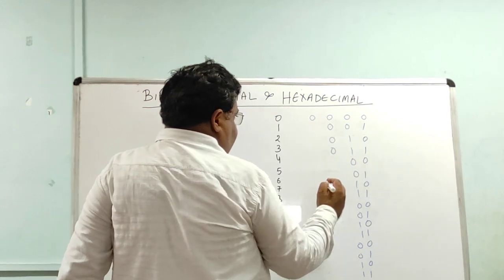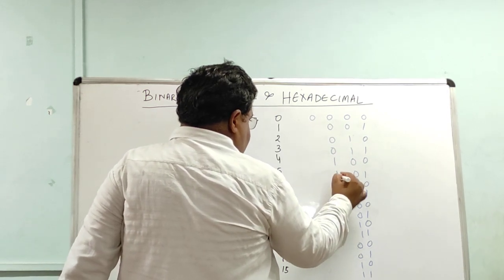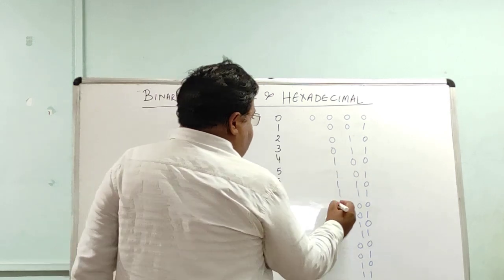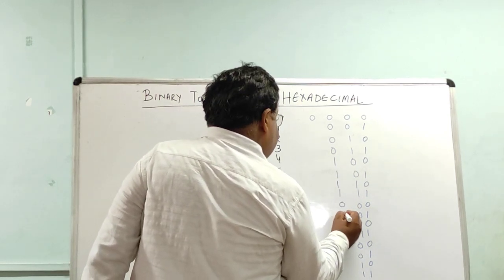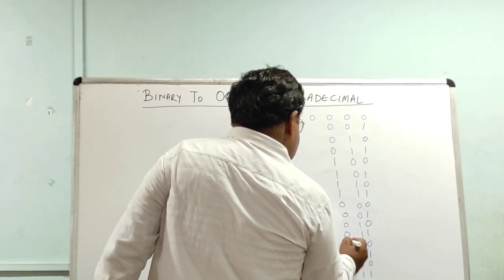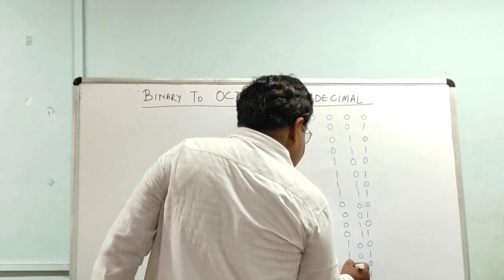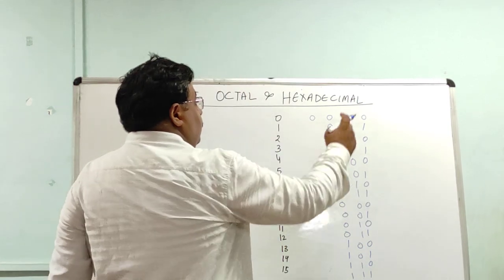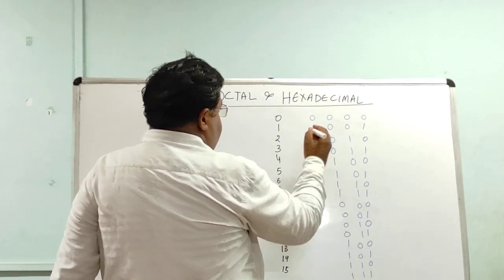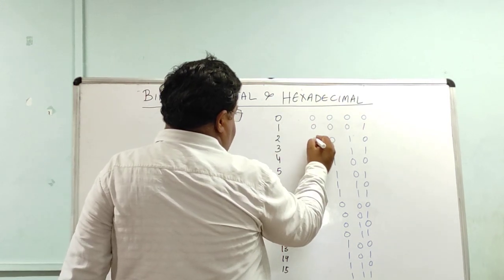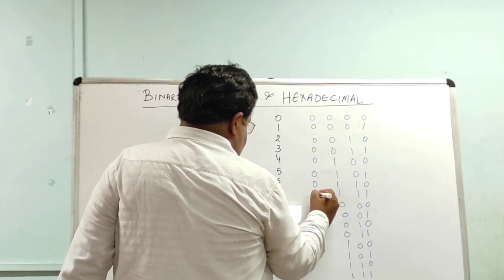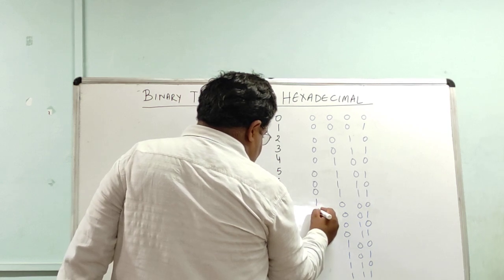So, 4 times 0, next 4 times 1, again 4 zeros, 4 ones. Now 8. So, now I will be writing 8 zeros followed by 8 ones.